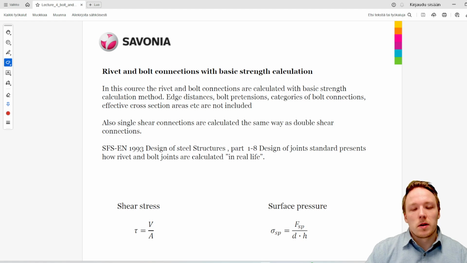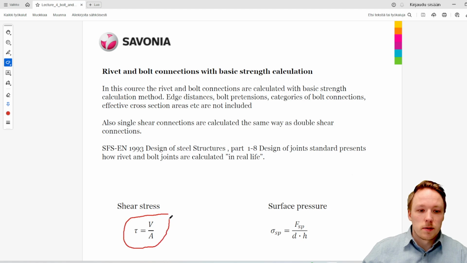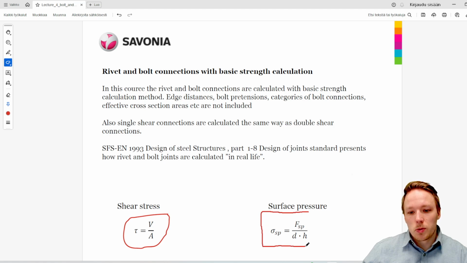Part 8 of the Eurocode describes the design of joints and how the rivets and bolts are calculated. In this course we're going to focus on the calculation of basic shear stress, and the calculation will be done using this basic formula here. And also we're going to talk about surface pressure, which is affecting the surface of bolts and rivets. This is the formula which we are going to be using within this course.